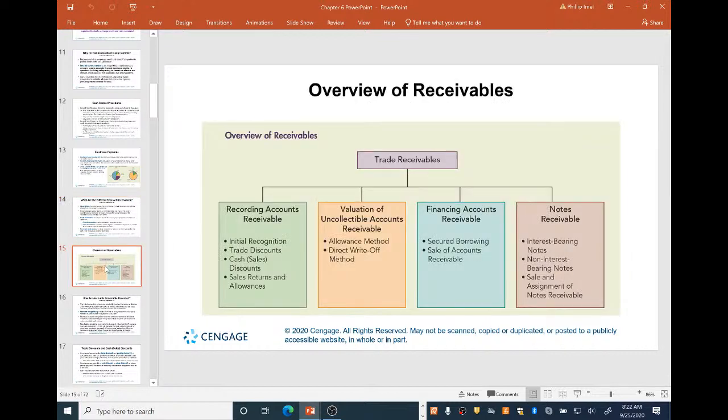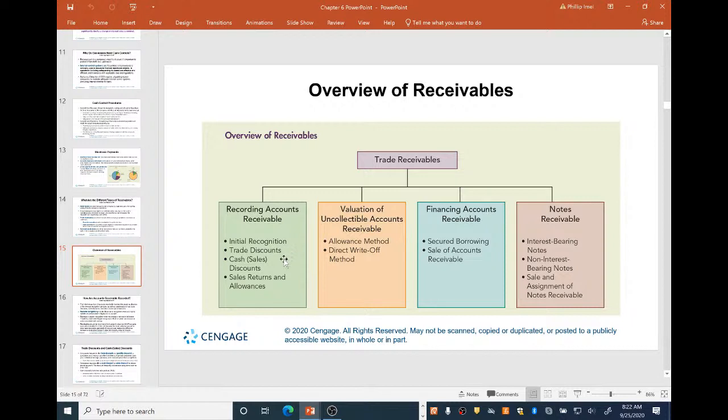Okay, next, overview of receivables. So you can see here we have trade receivables, and that's going to be the recording of accounts receivable. We have the initial recognition of whatever the accounts receivable are. Trade discounts, if any. So a lot of times we offer trade discounts to people to entice them or incentivize them to buy our products.